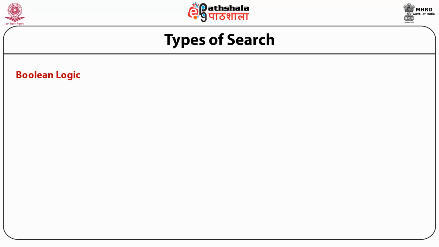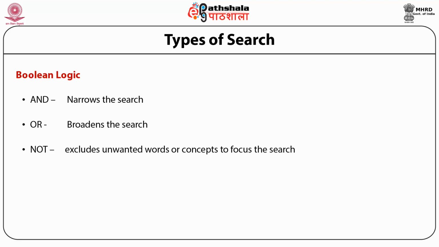Boolean logic helps the user to achieve relevancy in the search results, and it also assists in quick retrieval of information. The logic uses the following operators, that is AND, OR, and NOT. AND is used to narrow the search, OR is used to broaden the search, and NOT excludes unwanted words or concepts to focus the search.